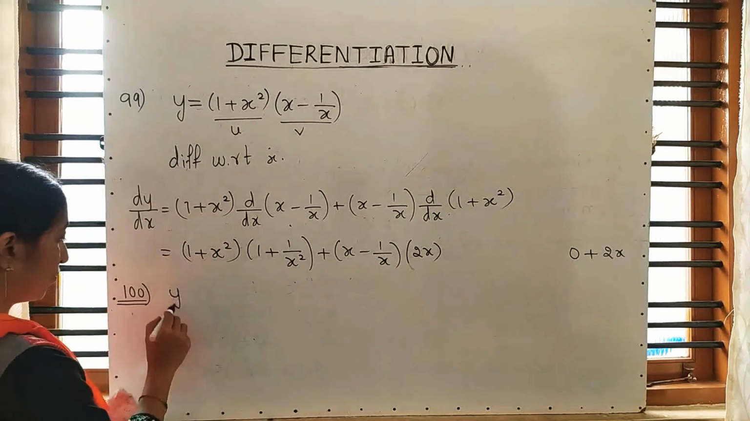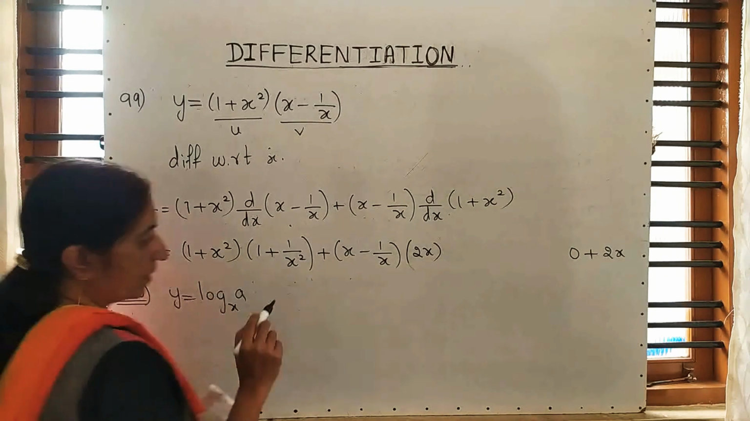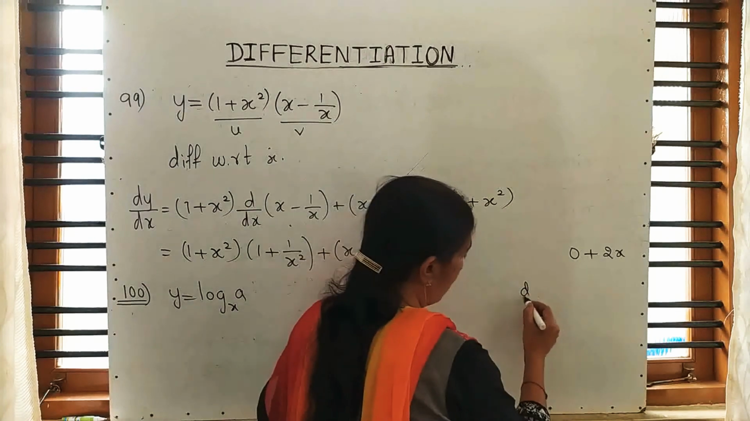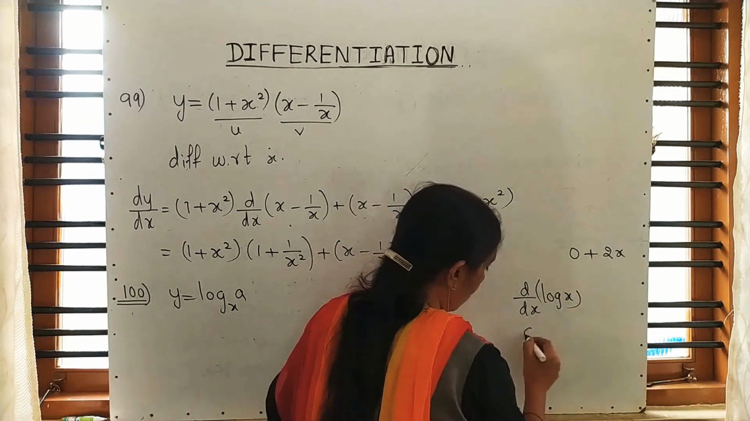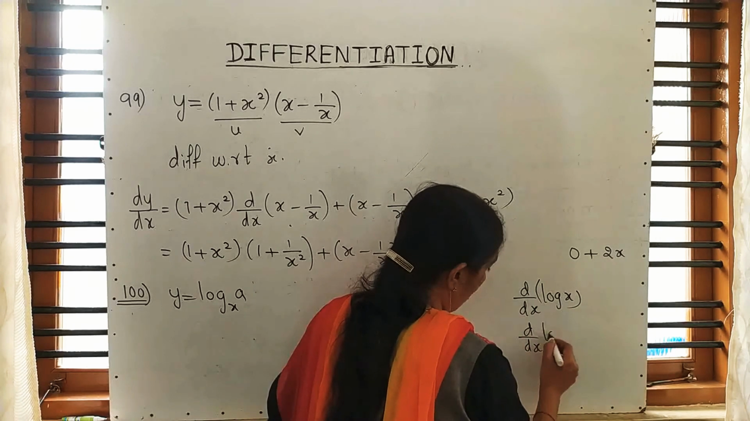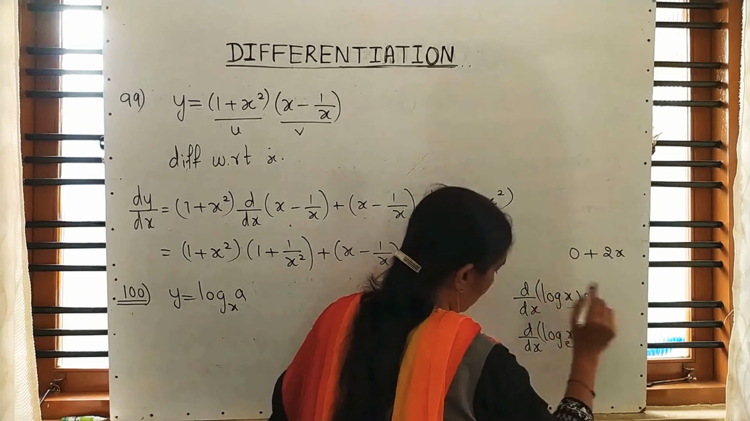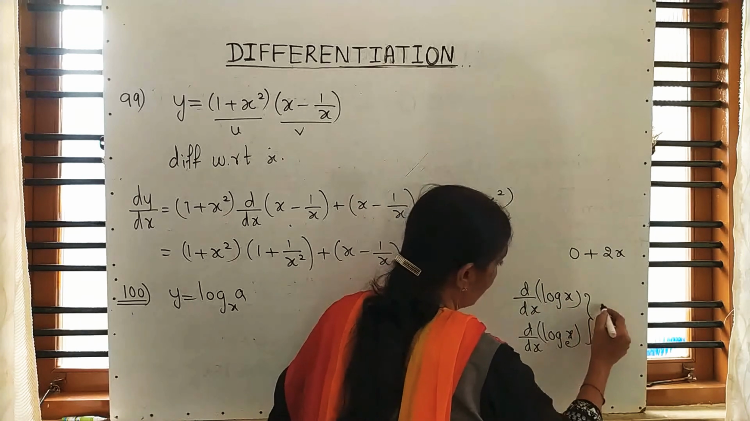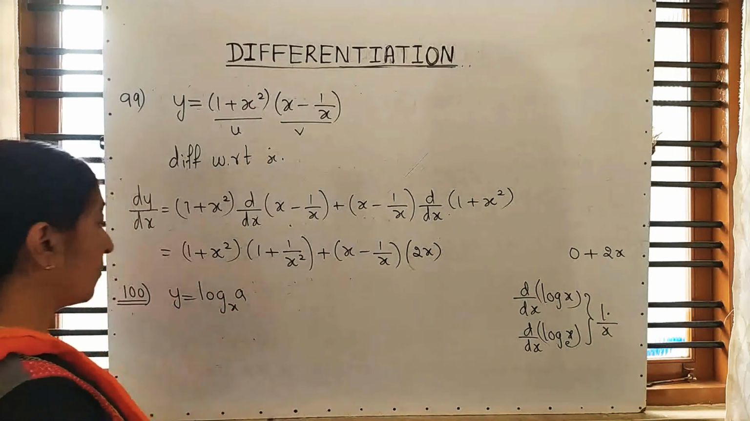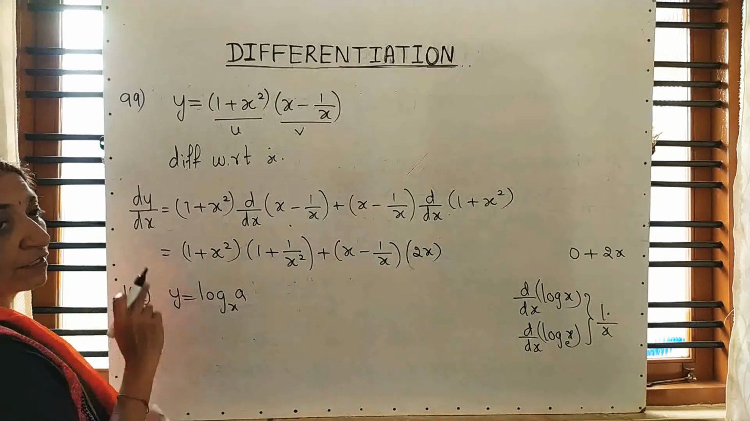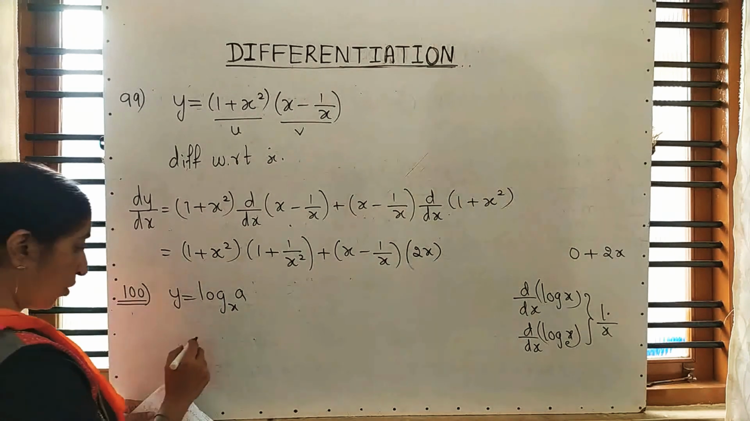y is equal to log a to the base x. See, we have the formula for differentiation of log x. Simply you can write log x, or sometimes you can write it like this, log x to the base e. In both cases they are not different, they are similar. In this case the differentiation will be 1 by x. But here the base is different. This is called a base. The base is log x.